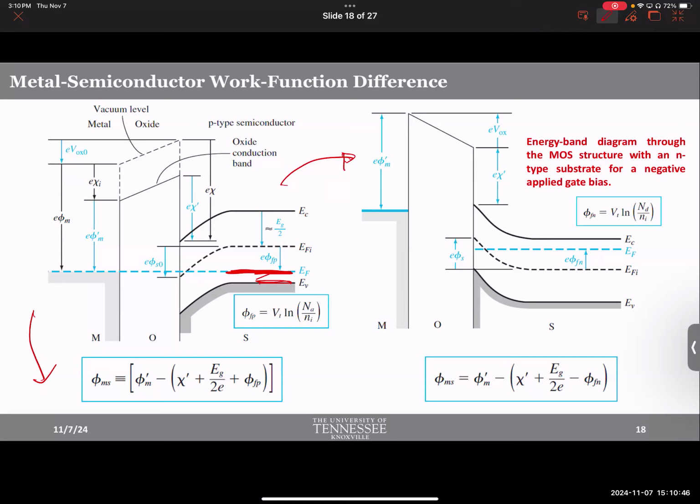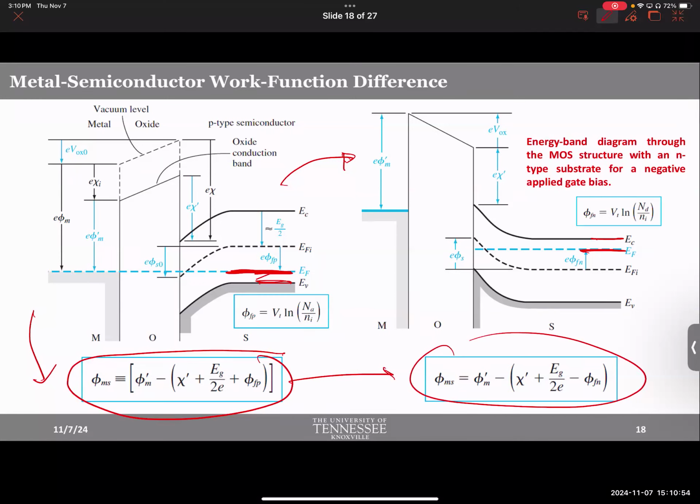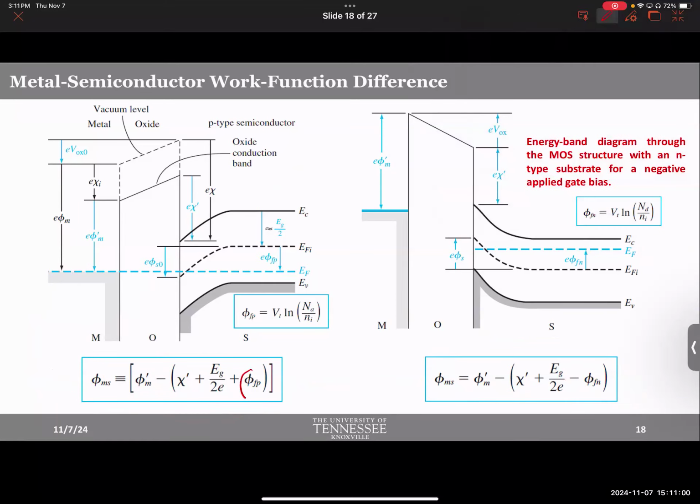It is exactly the same thing for n-type semiconductor. So obviously we're not going to go through it. As you see, the equations are quite similar, except for some signs like plus and minus, that's all. And also, instead of phi fp, which is a signature for p-type material, you have phi fn, which is a signature for n-type material. That's the difference, right?